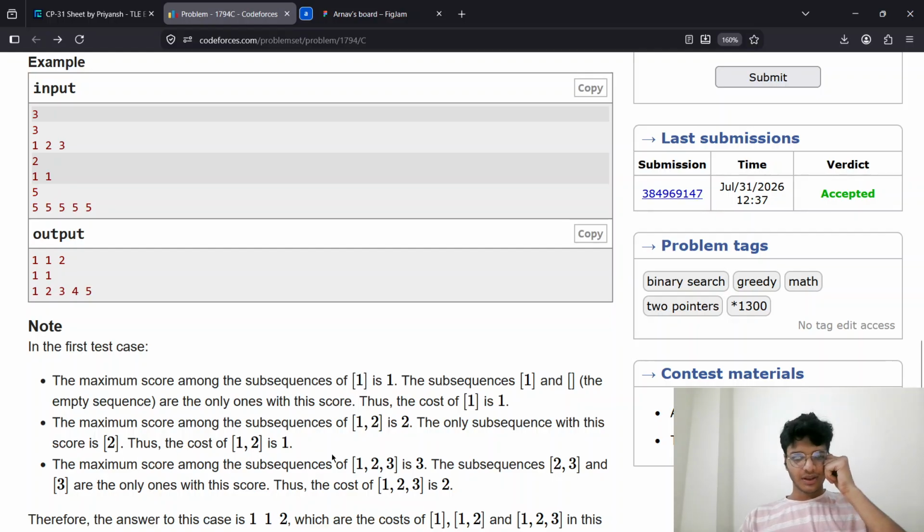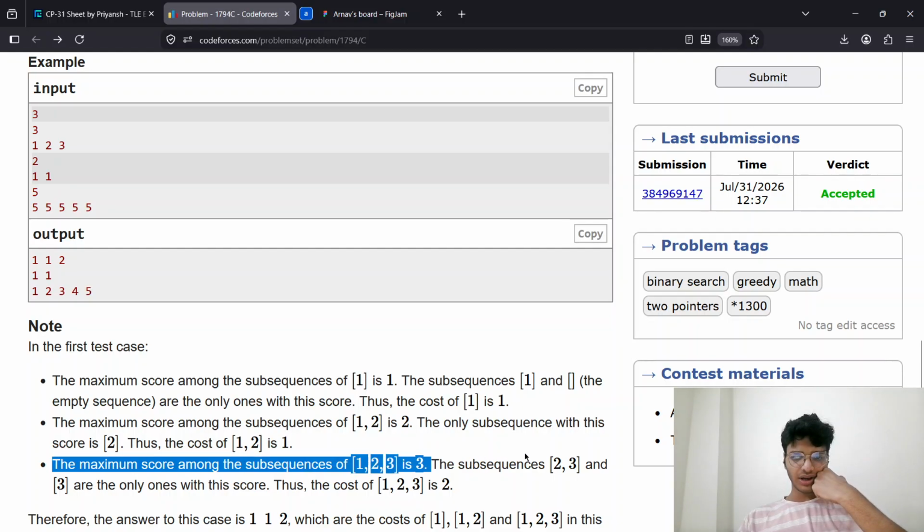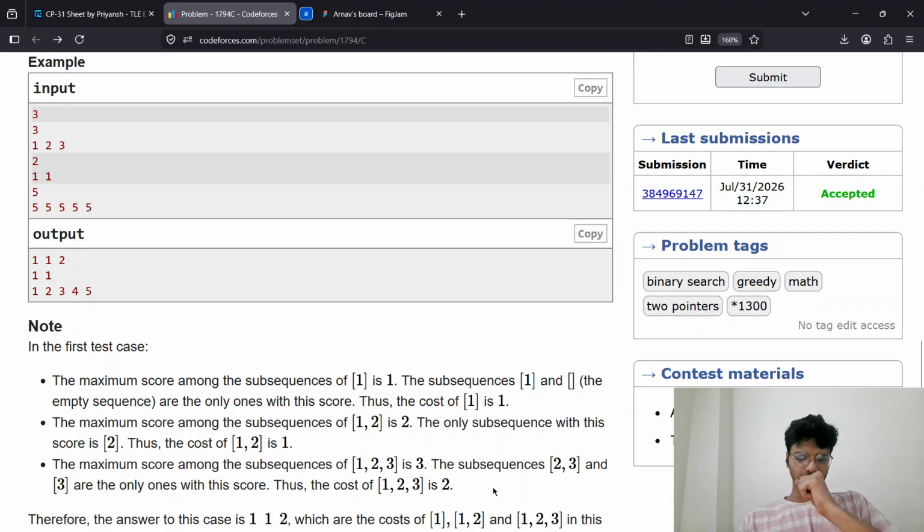Then k equal to 3. That is 1, 2, 3. So we can choose 1, then 1 or 2, or 2 alone, or 1, 2, 3, and then 2, 3, and all subsequences. And then we have found that if we choose 2 and 3 as a subsequence, so 2 into 3 divided by 2 factorial, that is 3. And if we choose only 3, that is also 3. That is the maximum so far that we can achieve. And that is the m.